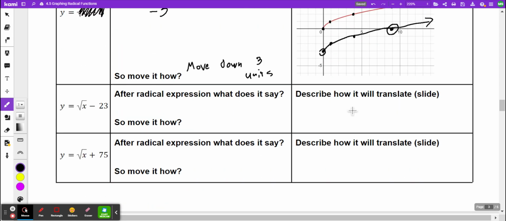So after the radical expression, here, go ahead and answer these. What does it say? Well, it says minus 23. So down 23. What does it say here? Plus 75. So what does this mean? Up 75. All right, go ahead and answer this in one sentence for each of these, okay? There are going to be some questions on the video right there, okay? And let's pause it for a second. And that's it for now.